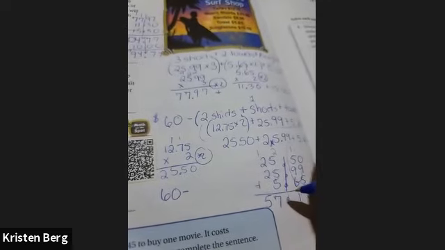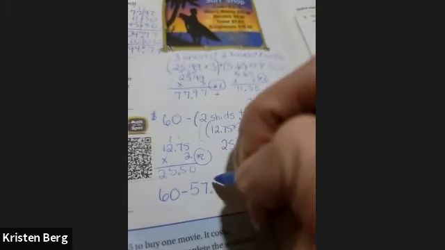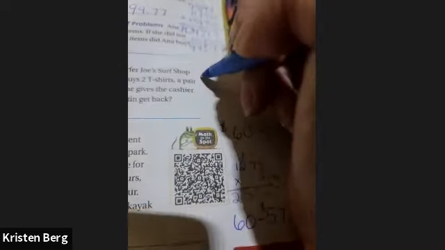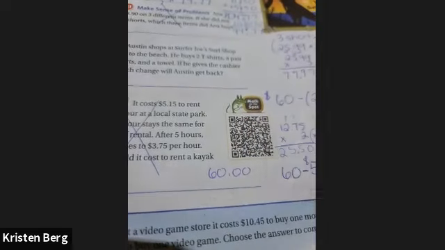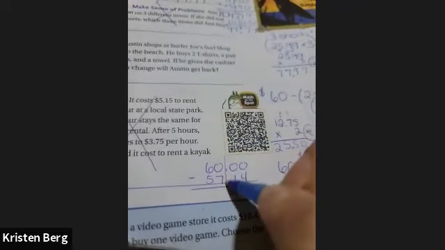So therefore, what you have to do now is take your $60 and subtract off everything that he had bought, which was a total of $57.14 worth of stuff. So now we have to subtract these to figure out what the main answer is going to be. So here we go. I'm going to do $60 minus 57.14. All right, so first thing, bring down your decimal.